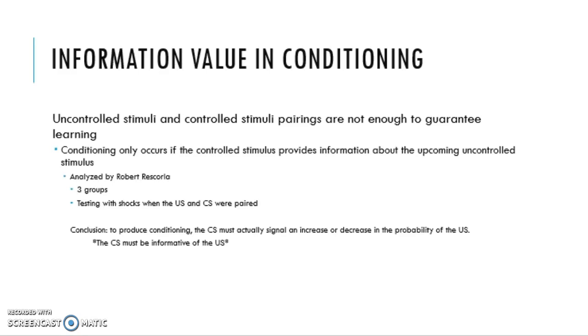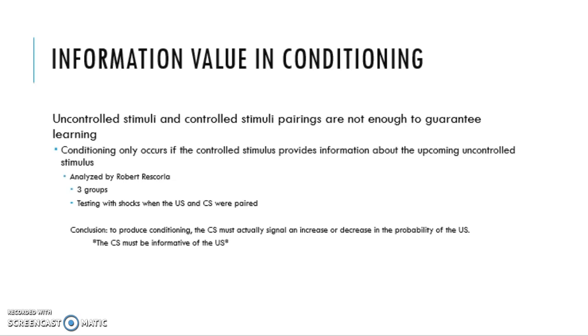Group 1 included positive contingency, which is when the probability of the uncontrolled stimulus is greater when the controlled stimulus is on than when the controlled stimulus is off. Then we have group 2, zero contingency, where the probability of the uncontrolled stimulus is the same whether the controlled stimulus is on or off. And then we have group 3, negative contingency, where the probability of the uncontrolled stimulus is less when the controlled stimulus is on than when it is off. This results in a decrease in the likelihood of the uncontrolled stimulus.